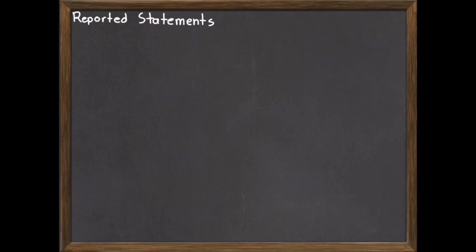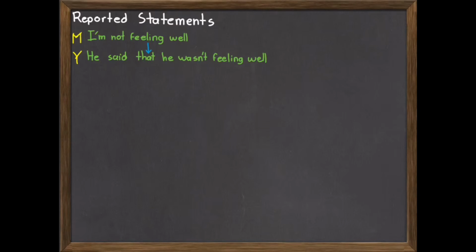Now finally, let's look at reported statements. What are reported statements? We use reported statements to say what another person said. For example, I'm not feeling well. If I say I'm not feeling well, you could say he said that he wasn't feeling well. This would be you, and this would be me. You're saying what I said before.